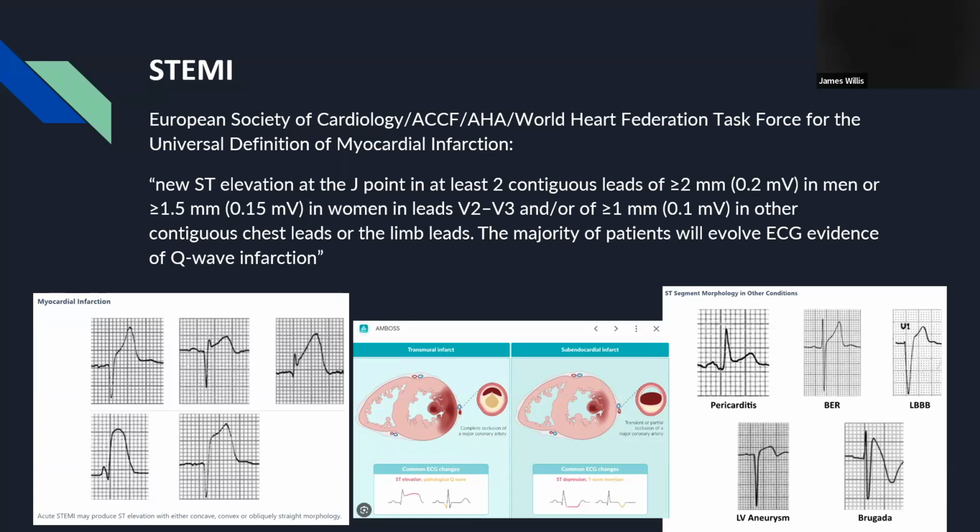And in the middle, I found this nice figure from Amboss. So this ST segment elevation is typically supposed to represent transmural infarction, right? So you have the epicardial vessels running on the outside of the heart, and they supply blood, I guess, into the heart.